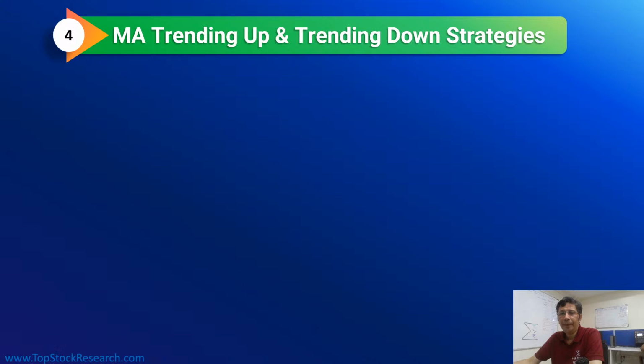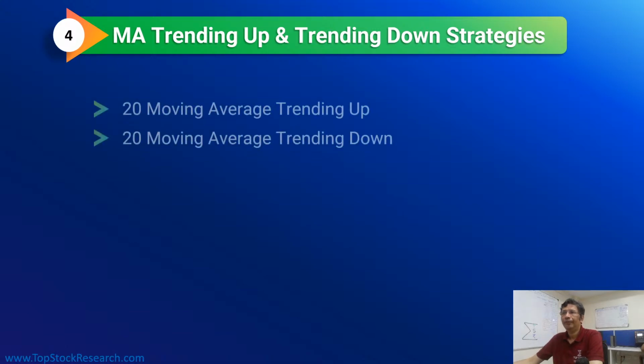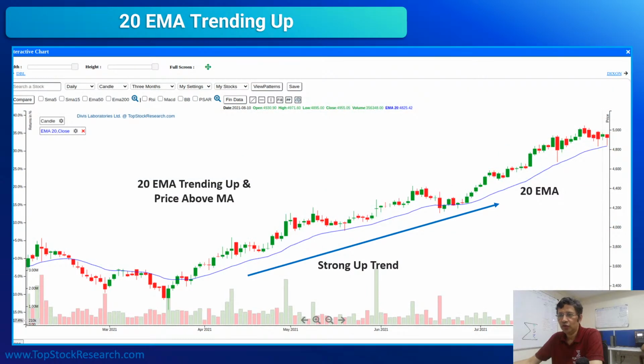Right? MA trending up and MA trending down strategies, right? 20-day moving average trending up. I think this is something which you all were also asking for, right? So as we have seen, if the price is trending up, then eventually the moving average will also trend up. If the price is not trending up, then the moving average, in this particular case, if you see, has gone flattish, right? If the price is trending up, the moving average is also trending up.